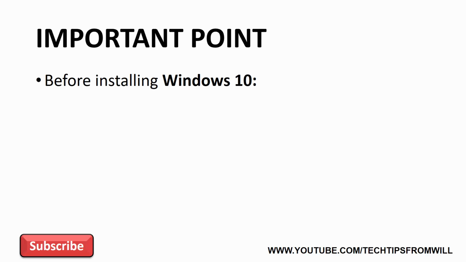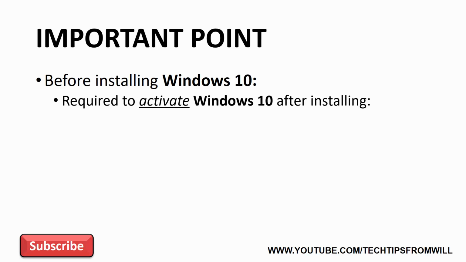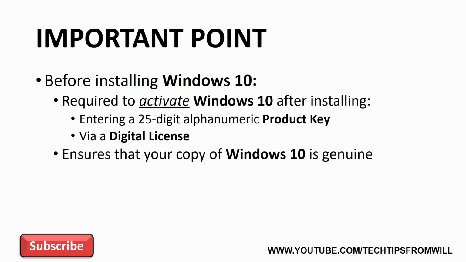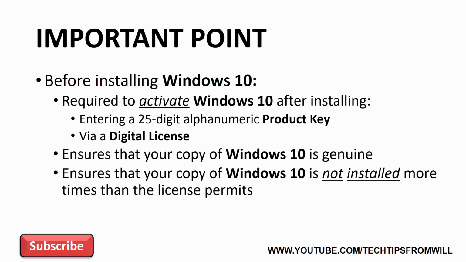When you install a copy of Windows 10, you're required to activate the software. Activation is usually accomplished by entering a 25-digit alphanumeric product key, but can also be achieved via a digital license. Regardless of how you do it, activation ensures that your copy of Windows 10 is genuine and aims to cut down on software counterfeiting. Another reason for activating Windows is to ensure that your copy of Windows has not been installed onto more devices than the license permits. This is all very well, but what does product activation have to do with firmware upgrades?